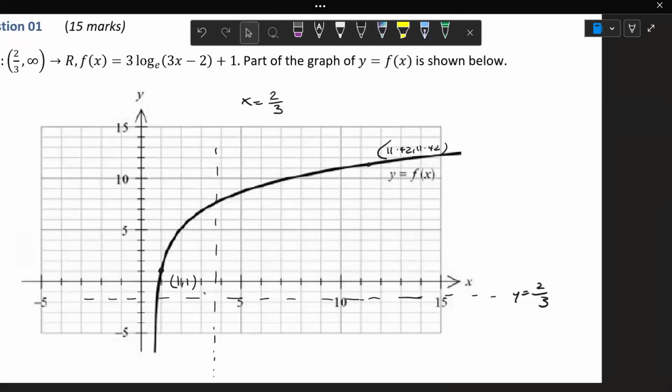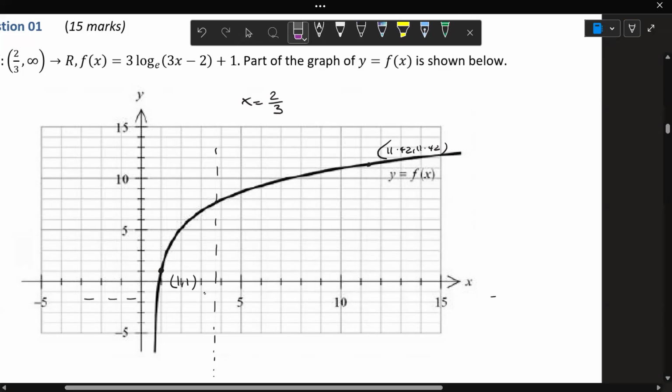So now we can just sort of draw the graph. Oops, I've drawn y equals 2 over 3 wrong. Y equals 2 over 3 is here. So it looks something like this.